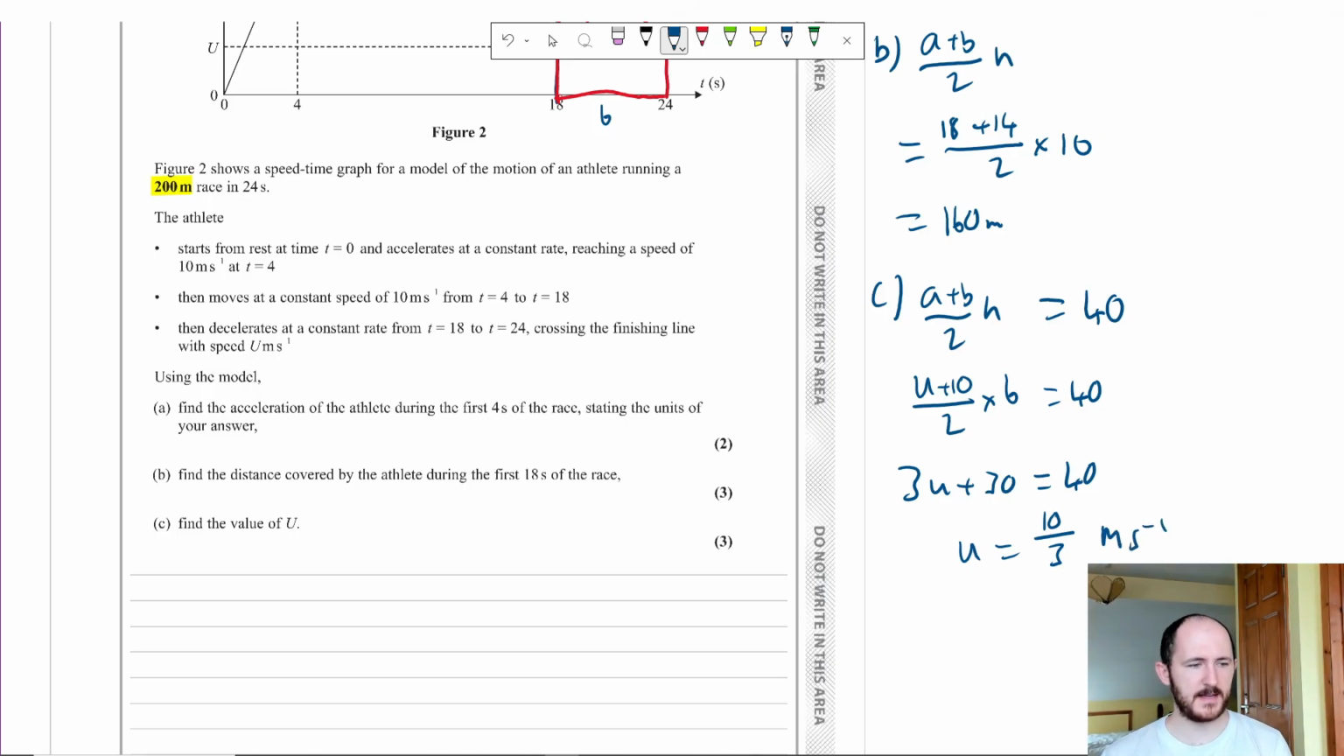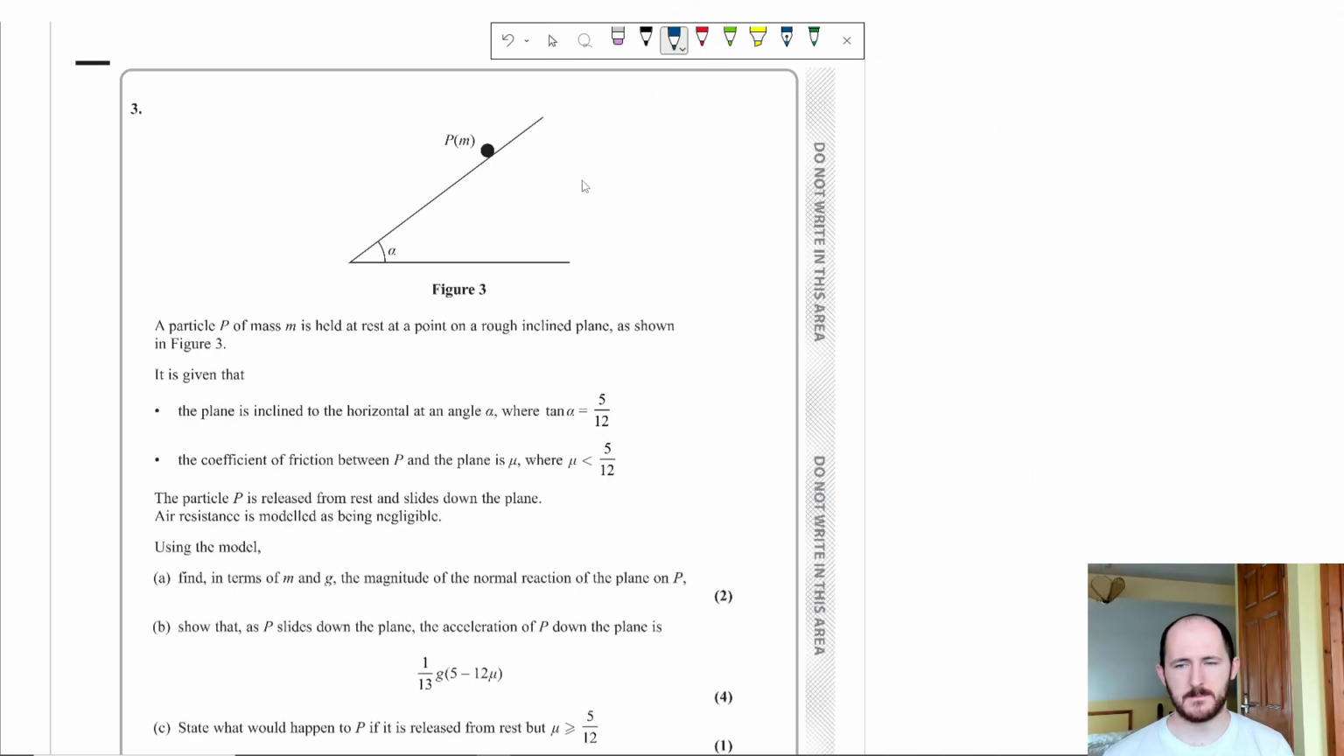There you go, not too bad. Now we're getting into a slightly meatier question, which is inclined planes. And it is a rough inclined plane, which means there's also going to be friction involved. And they give us tan alpha, of course they do, coefficient of friction, but it's less than 5 over 12.